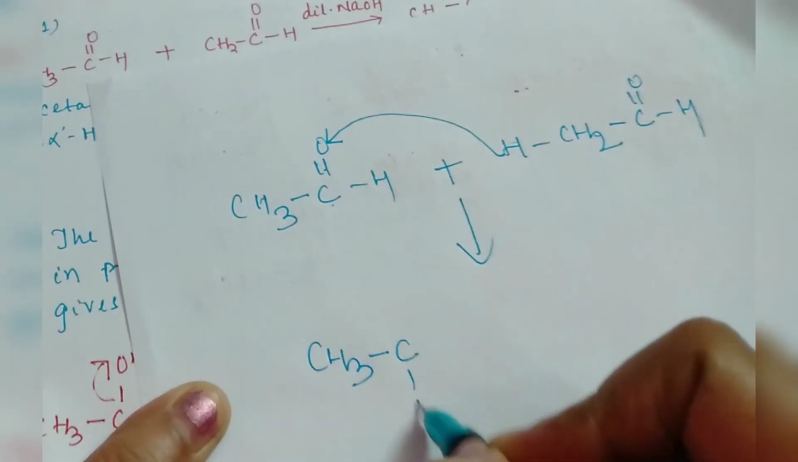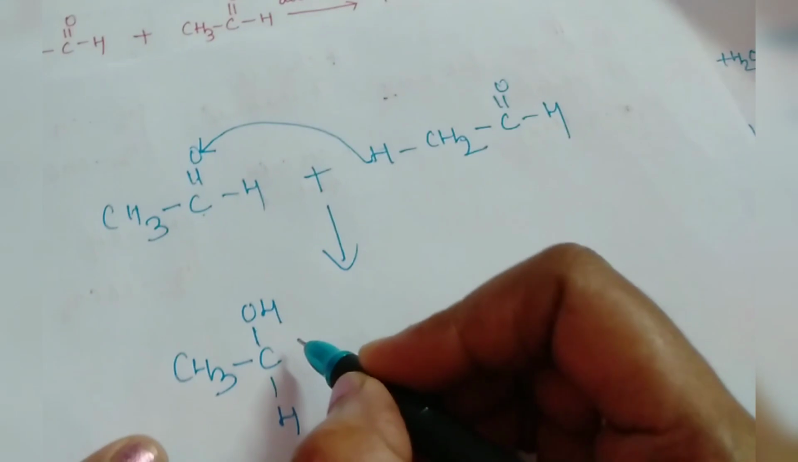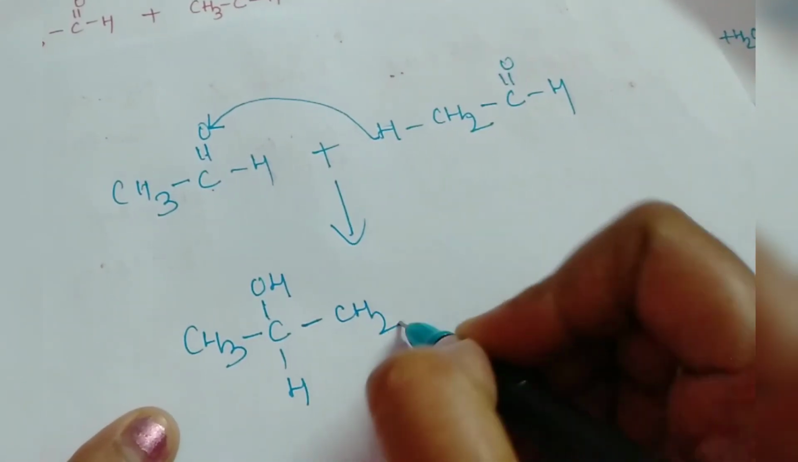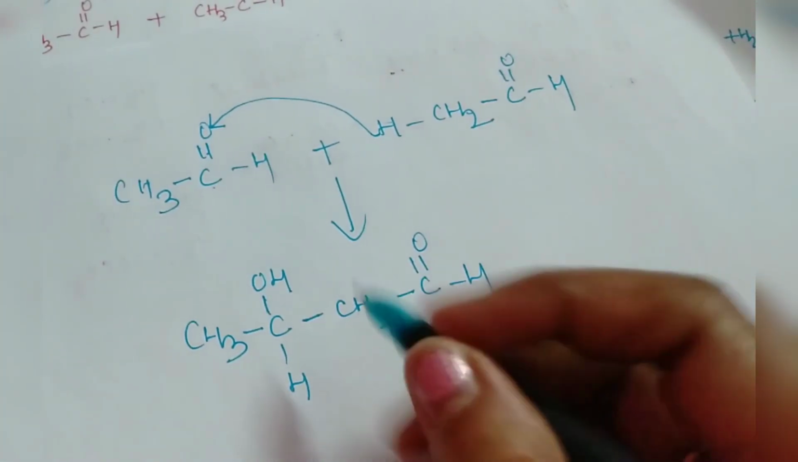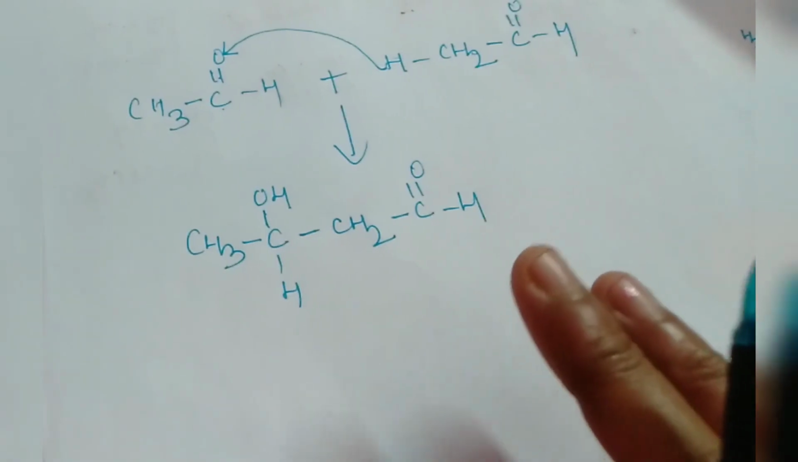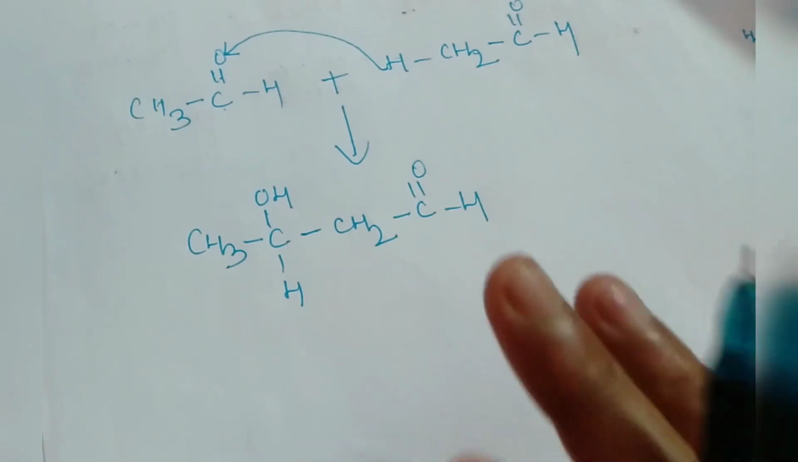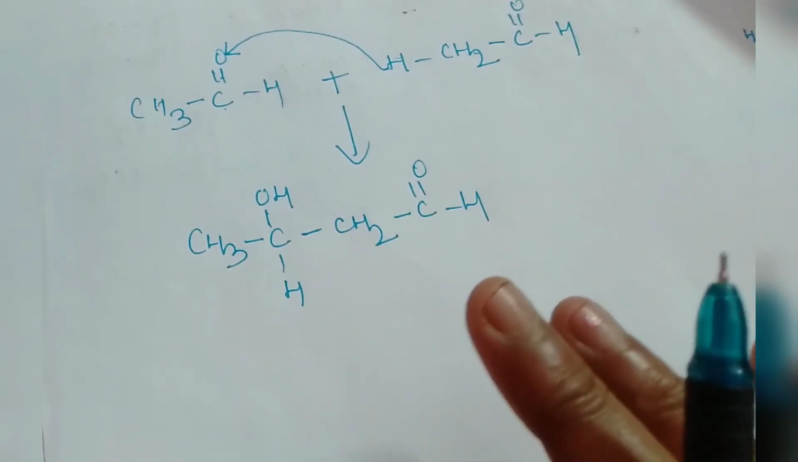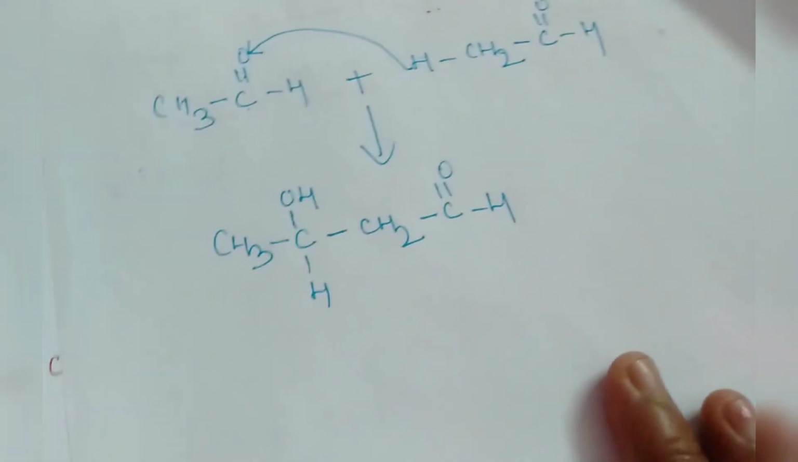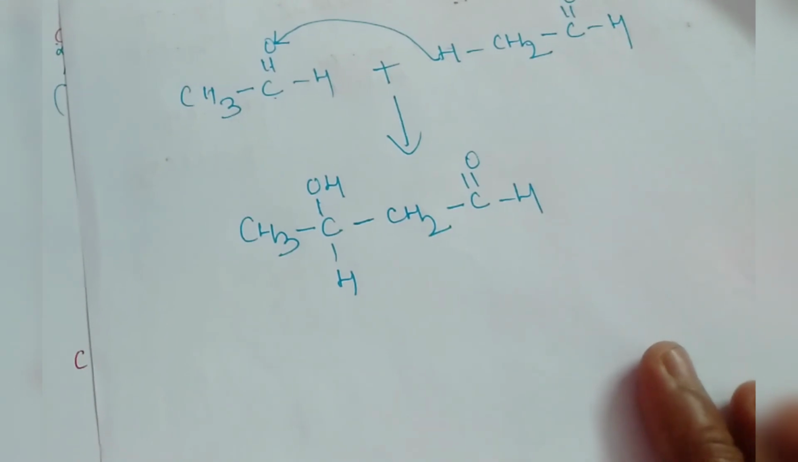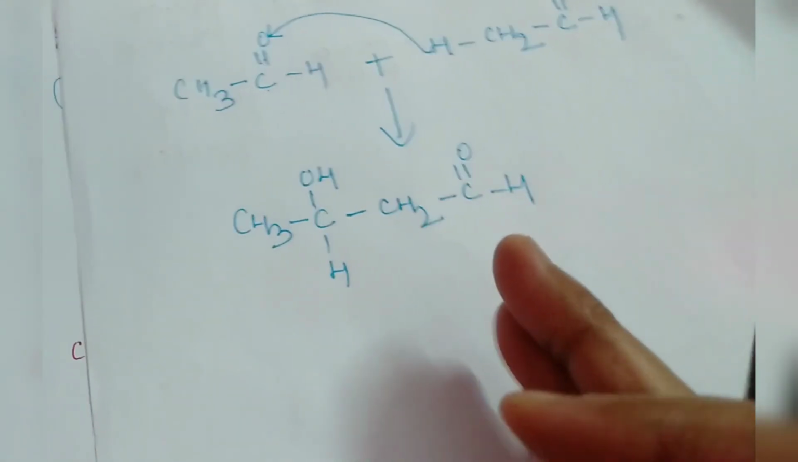CH3 CH single bond OH. Now the hydrogen is already there, so it is CH2 C double bond OH. This is your aldol product. Now this is only for remembrance. This is not the mechanism, just a trick to know the product without doing the mechanism. In this way, you can also write the alpha beta unsaturated aldehyde product. That means on dehydration, how do you get the product?